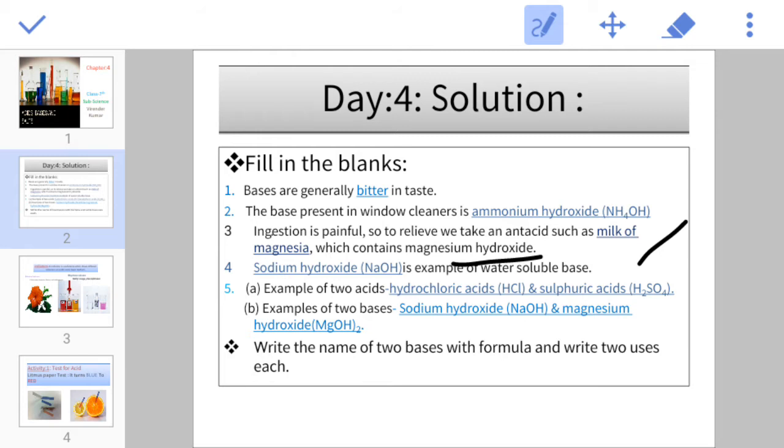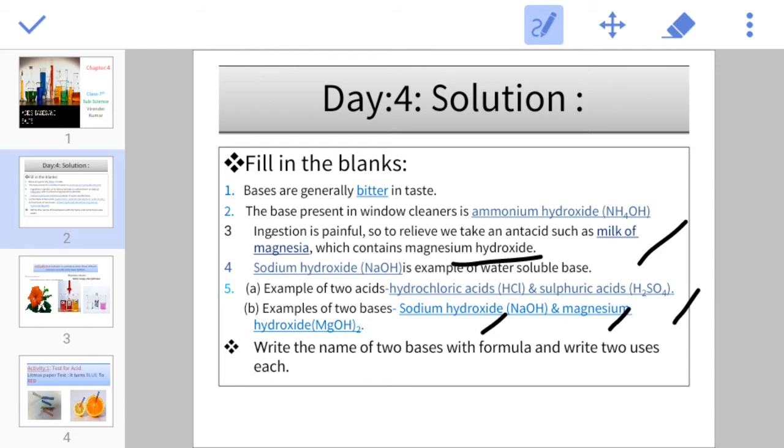Fifth, write examples of two acids. Hydrochloric acid, formula HCl, and sulfuric acid, H2SO4. Two bases: sodium hydroxide NaOH and magnesium hydroxide Mg(OH)2. These are the examples of acids and bases.